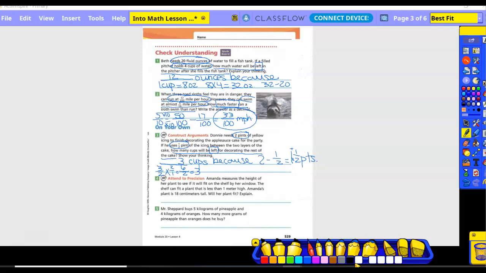Number 4, Amanda measures the height of her plant to see if it will fit on the shelf by her window. The shelf can't fit a plant that is less than 1 meter high. Amanda's plant is 18 centimeters tall. Will her plant fit? So we're going to write yes or no because. Okay, so what's bigger, the meter or the centimeter? The meter. So 1 meter equals how many centimeters?